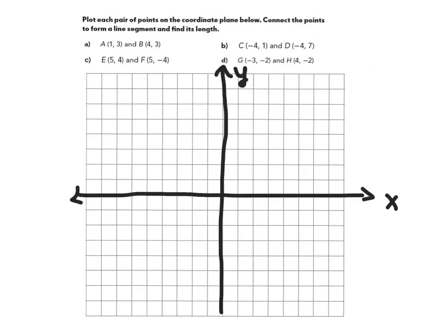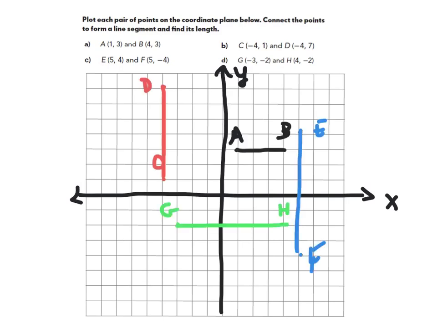Okay, for this one, plot the points and see if you can find the distances. So this is what the points look like when they're plotted and connected. Points A and B are 3 spaces apart, but I also know the difference between 4 and 1 is 3. C and D, they are 6 spaces apart, and I also know that because 7 minus 1 is 6.